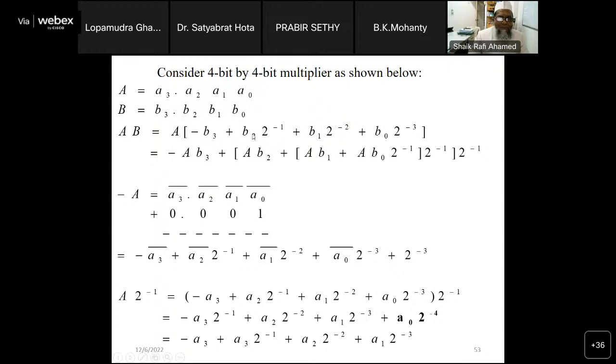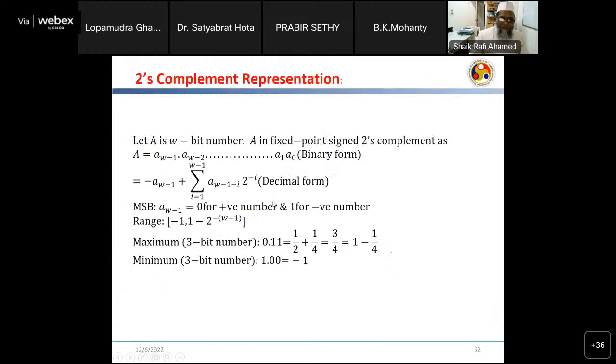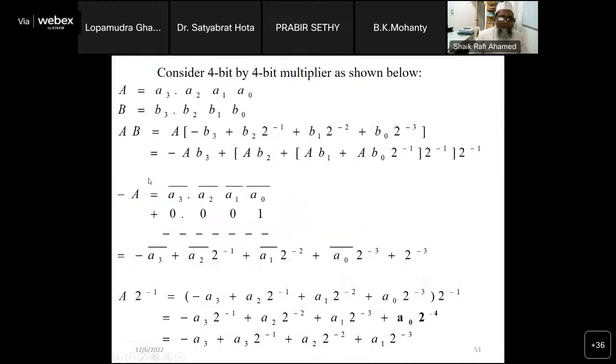For B, this is the binary form and this is the decimal form. The decimal form is minus a_{W-1} plus a_{W-2} into 2 raised to the power of minus 1, and so on. So the binary representation of B is minus B3 plus B2 into 2 raised to the power of minus 1, B1 into 2 raised to the power of minus 2, B0 into 2 raised to the power of minus 3.